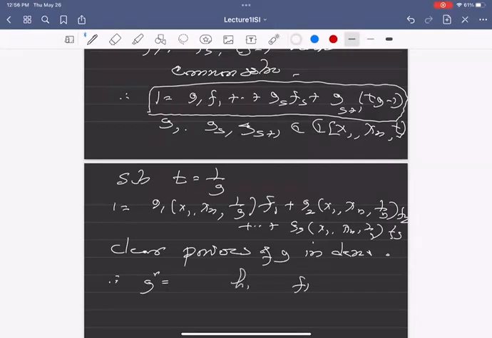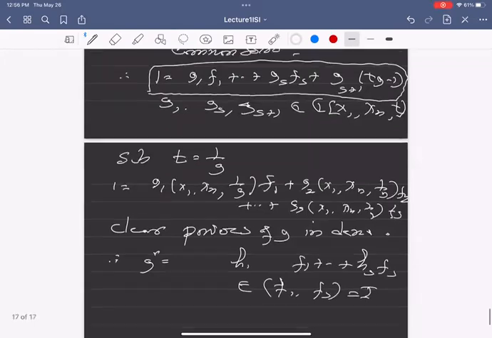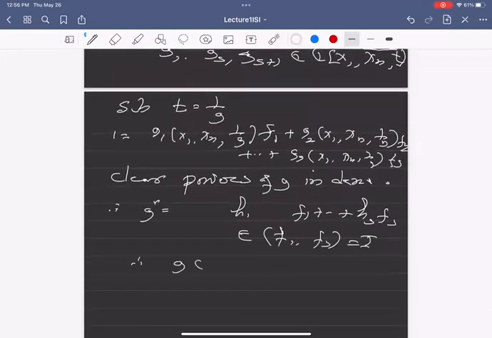So I get some h1 F1 up to hs Fs. That's it. So this is in the ideal generated by F1 up to Fs. So some power of g is here. So g belongs to the radical of I. Okay, so therefore, the radical of I is the ideal of the variety of I.